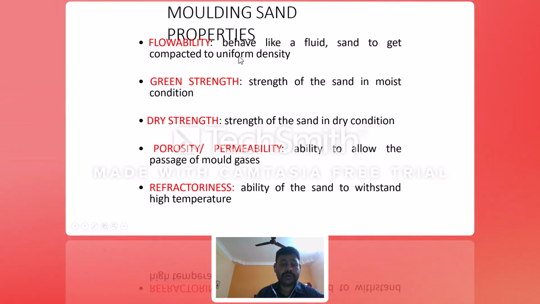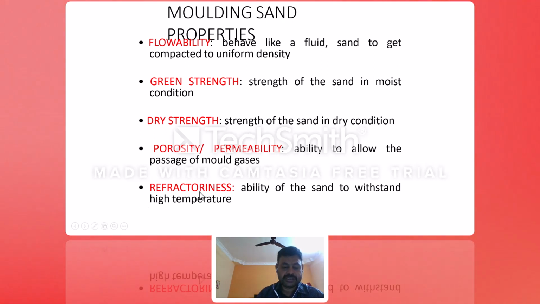Then molding sand needs to have some basic properties. Flowability: behave like a fluid and get compacted to uniform density. That is one of the good properties. And green strength. Green strength does not refer to the color. Green means moist state: strength of the sand in moist state. Then dry strength, the strength of the sand in dry condition. Porosity, permeability means ability to allow the passage of mold gases. So permeability is important. Otherwise, the hot gases will be stored in the casting and create a lot of defects.